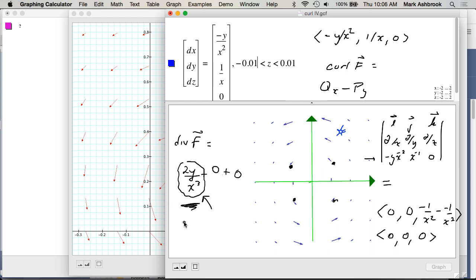So divergence and curl are functions. Just like back in Calc 1, your derivative, your rate of change, is a function of your x value. So now divergence and curl, the rotational rate and the expansion rate, are a function of where you are. It's a function of what location you're at.